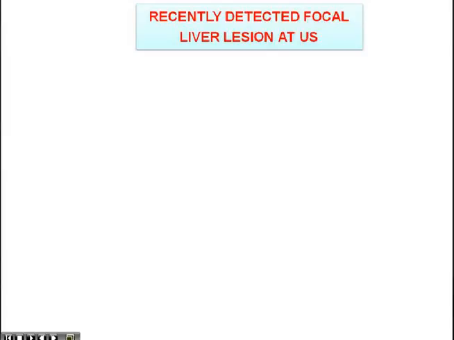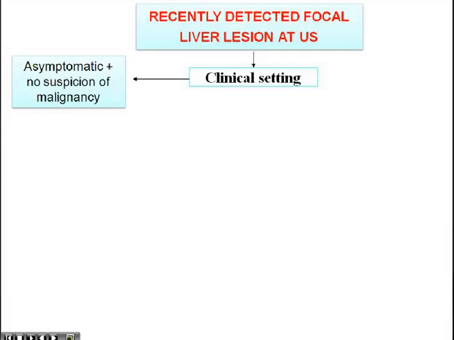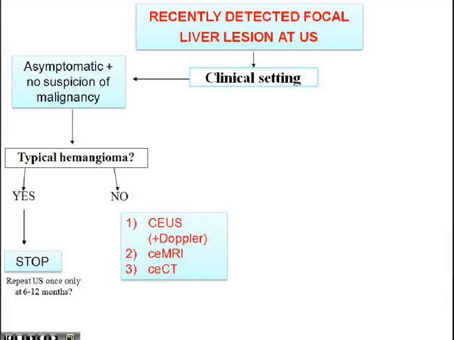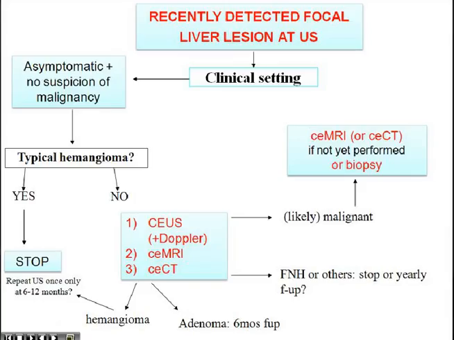Okay, so how should we do? Clinical setting. Asymptomatic, no suspicion of malignancy. Typical hemangioma, yes, stop, okay. If not, proceed with CEUS, because probably this is a benign lesion, and as Christoph Dietrich pointed out, maybe it's not correct to give radiation to these patients. If it is instead, at CEUS, likely malignant, we should perform other techniques and go to biopsy.